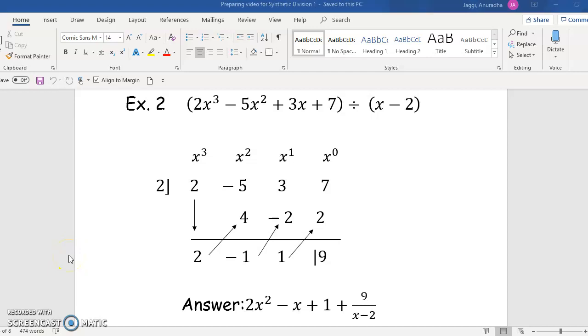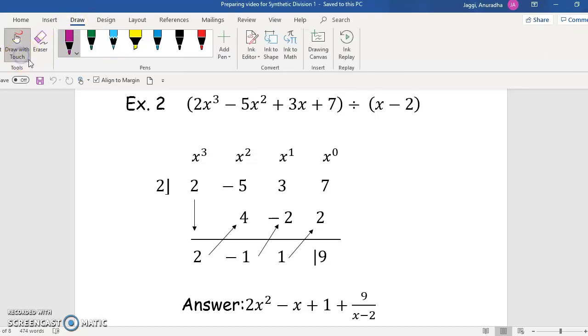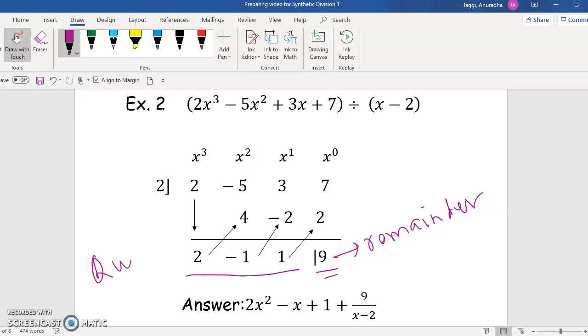Hi guys, we ended the previous video on synthetic division when we were discussing this example, and let's just quickly go over how to write down the answer once again. After the division, this part, the last digit here, is the remainder, and the rest of it decides the quotient.